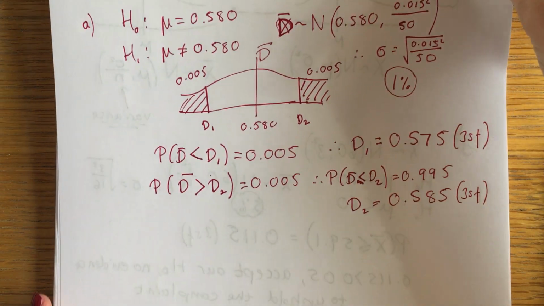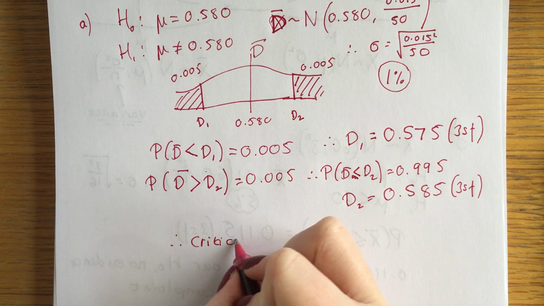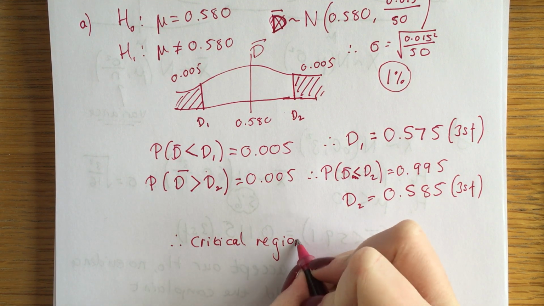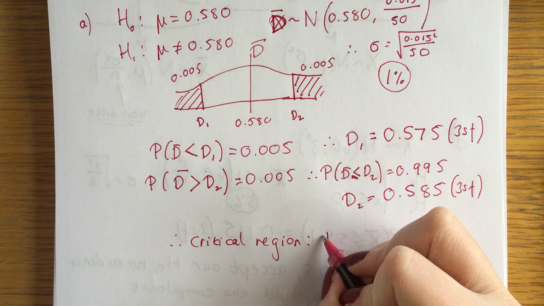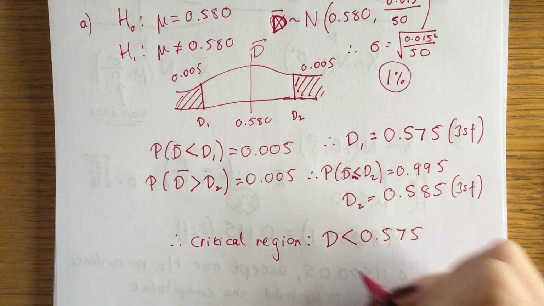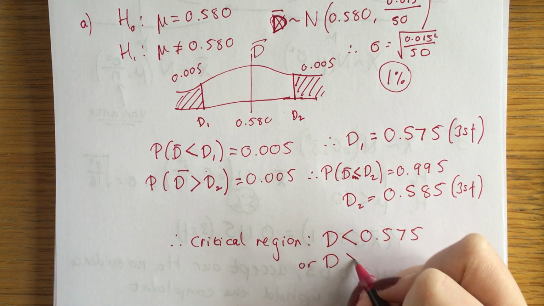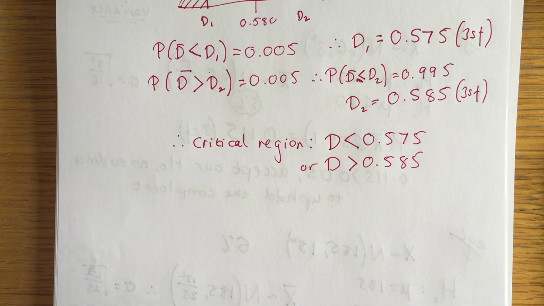So I haven't actually quite finished. I need to summarise my critical region. So therefore my critical region that would allow me to reject my null hypothesis and say the machine has changed is when the diameter is smaller than 0.575 or the diameter is greater than 0.585. If it's less than 0.575 or greater than 0.585, then it is part of our critical region and we can reject our null hypothesis.